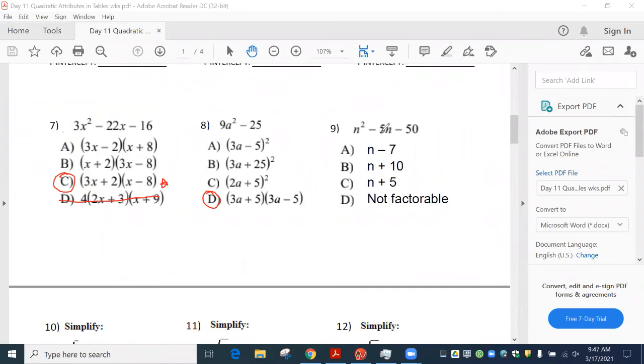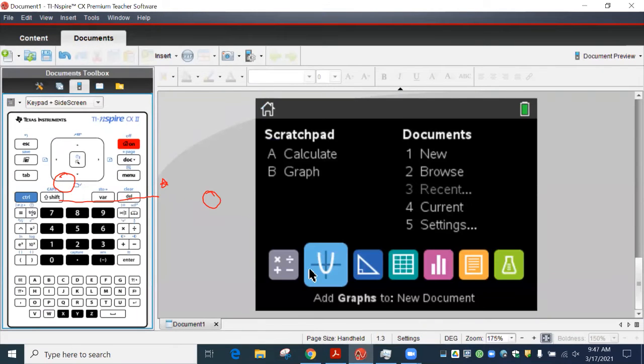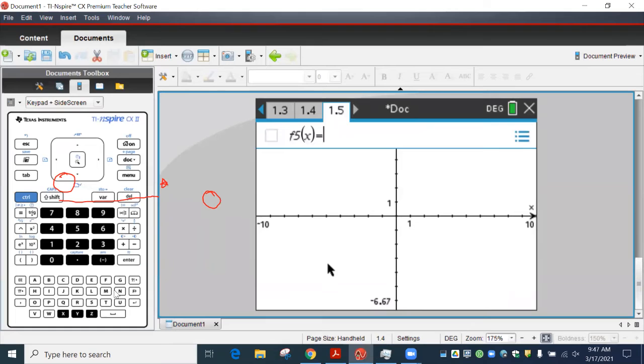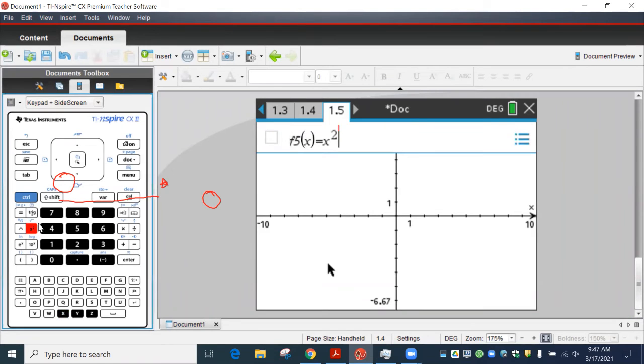Now, this last one only has one factor. This is not going to match. This is the one we tend to struggle with. So let's go type this in real quick. So we're going to type in x squared minus 5x minus 50.